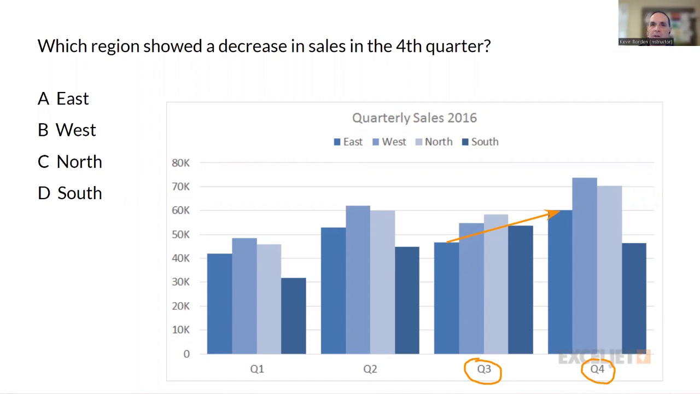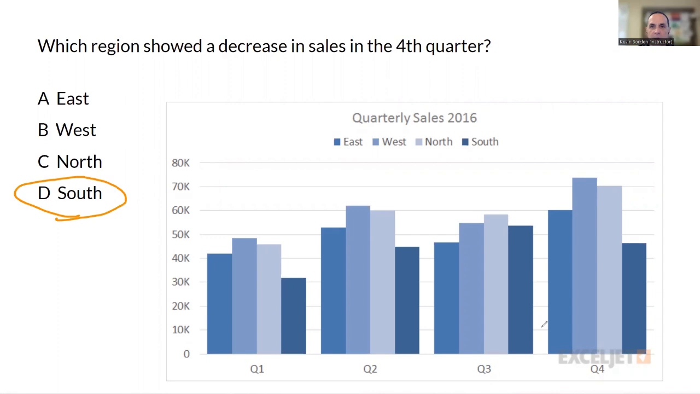I'm going to clear that drawing so that I can make another arrow. What about the next one? What about the West? It looks like the West went from here to here. Once again, an increase. That's not our answer. What about the North? The North went from here to here. Another increase. And finally, we look at the South, and the South indeed went down. So our answer to this question is the South showed a decrease in the fourth quarter.